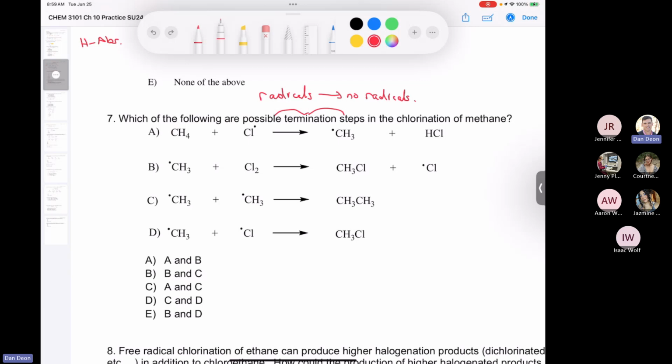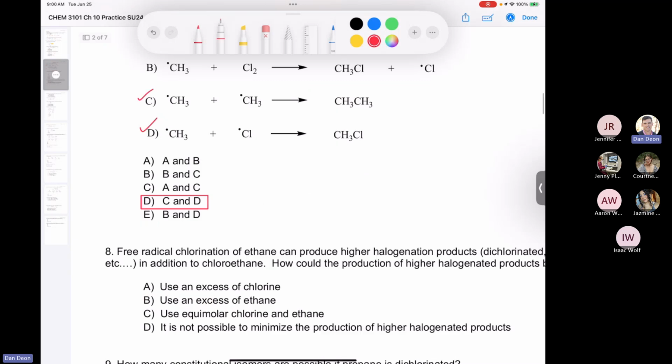So it's not A. If we look at B, we have radical and radical. But if you look at C, you have two radicals coming together to make an ethane molecule. And the next one, you have a methyl radical and a chlorine radical coming together to make methyl chloride. And so C and D are both appropriate answers for termination. Two radicals coming together to make something that is a non-radical.